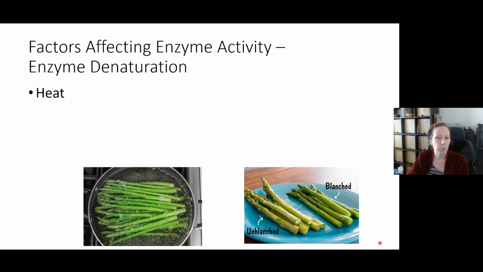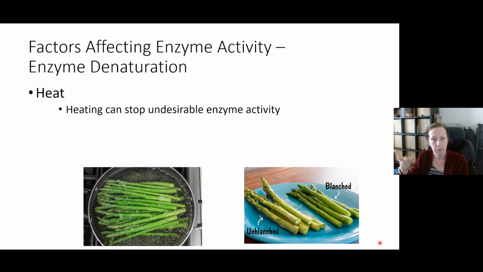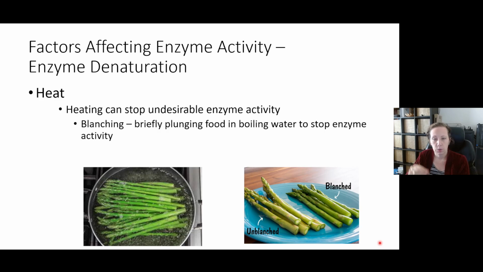So continuing on with heat, as I kind of suggested, sometimes we do want to stop enzyme activity, and heating can be a way that we do it. And one really good example is blanching, where we usually do this to vegetables or fruits, and you briefly plunge that food in boiling water to stop enzyme activity.